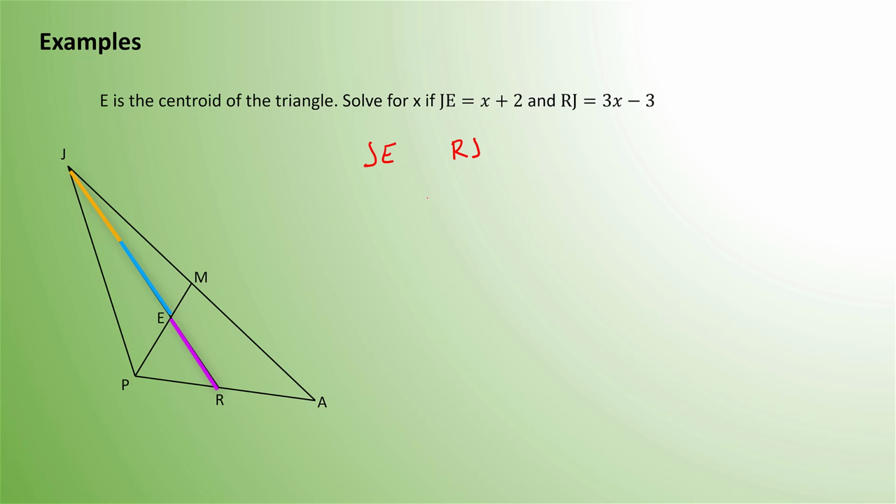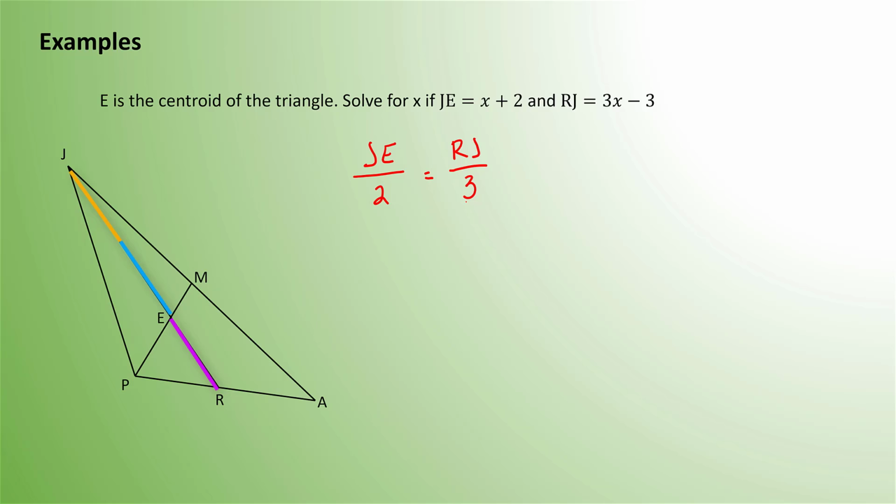What we're going to do is divide it by the colors. JE is made up of 2 colors, orange and blue. So divide by 2. And set that equal to RJ divided by the number of colors that make up RJ. RJ is made up of 3, orange, blue, and pink. So that gets divided by 3.